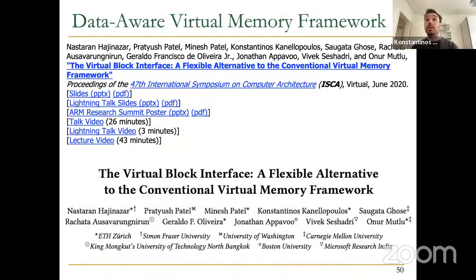Another data-aware virtual memory framework is the Virtual Block Interface, which was introduced by Nastaran Hajinazar and colleagues in ISCA 2020. Here we introduced an alternative way of designing virtual memory to incorporate metadata, delegate the memory management to hardware, and be more data aware, leading to higher performance and lower address translation overheads.